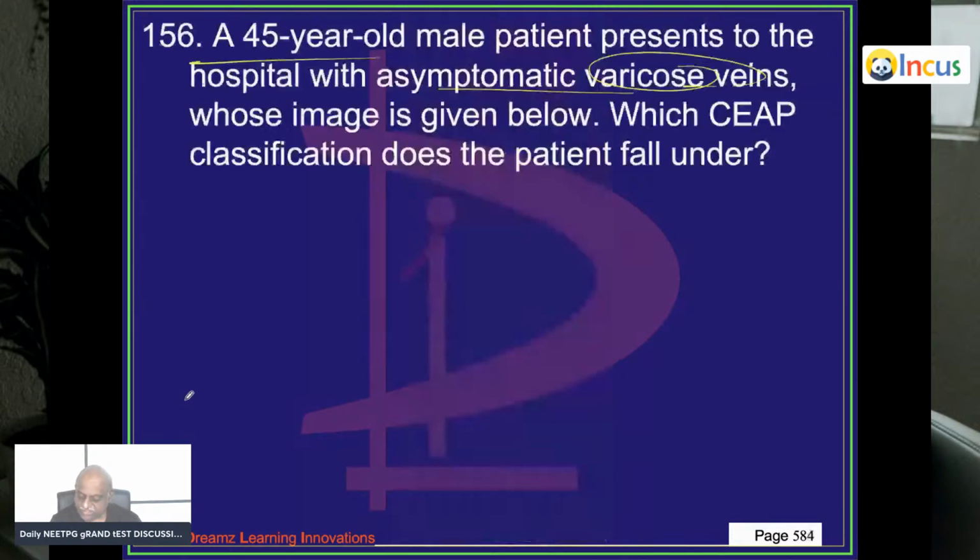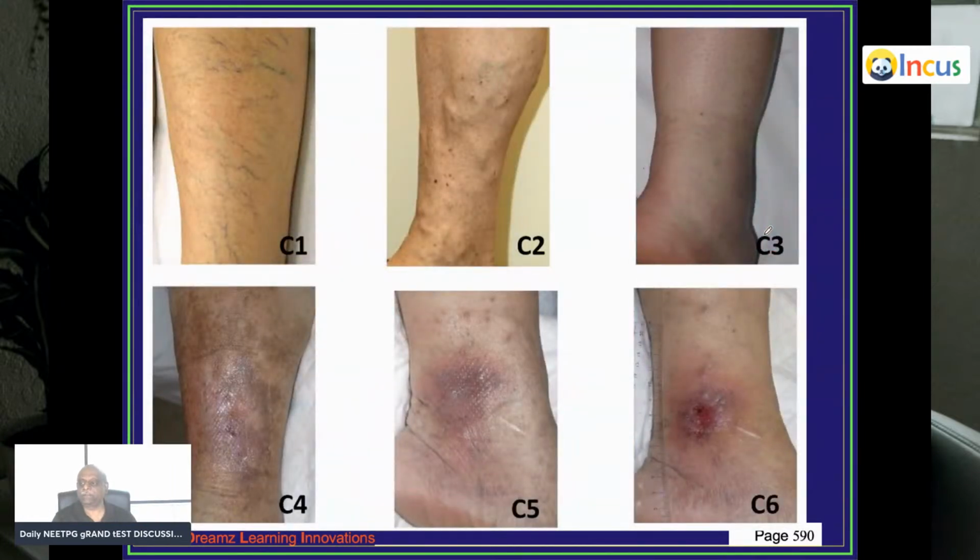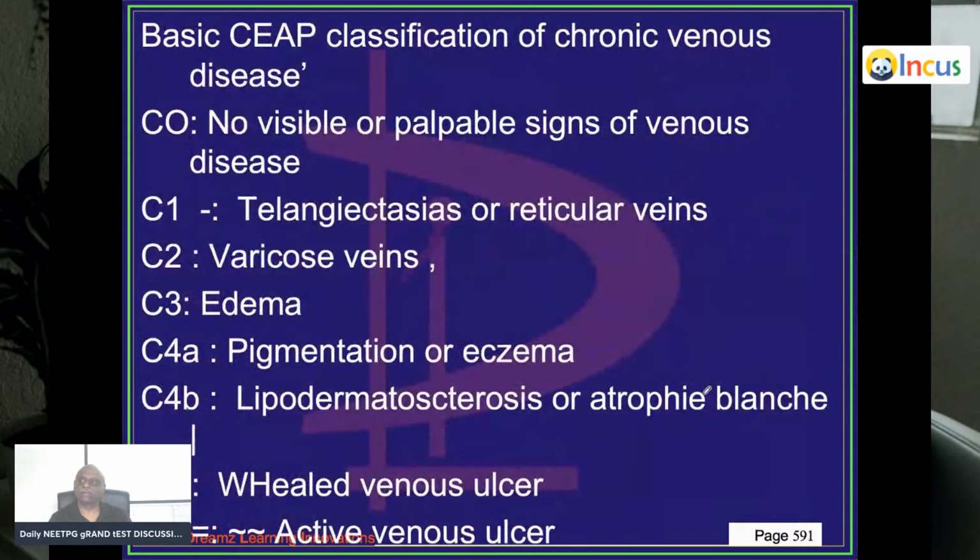So there is a classification called CEAP classification. So what is CEAP classification? Class 1 means only telangiectasia. Class 2 means visible varicose veins. Class 3 is edema. Class 4 is pigmentation. Class 5 is healed ulcer. Class 6 is venous ulcer. This is the CEAP classification for chronic venous disease. This is telangiectasia, varicose veins, edema, pigmentation, healed ulcer, and this is an active ulcer.